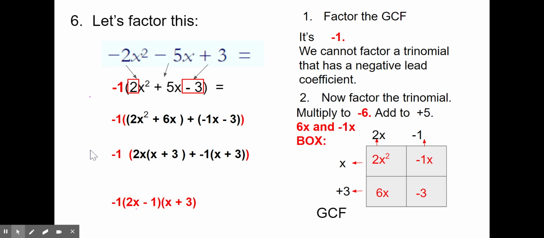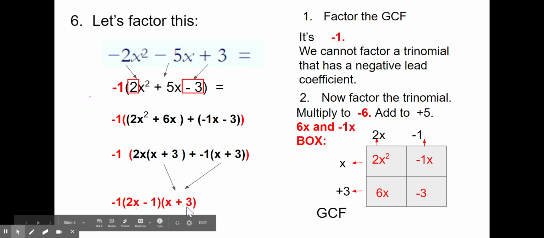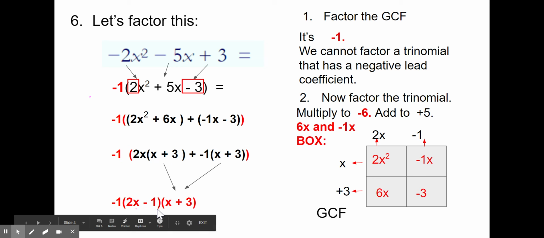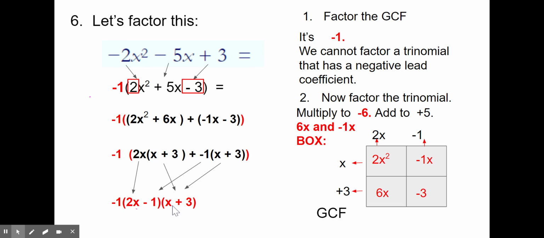So my resulting binomials are a common binomial of x plus 3. That goes right there. And my resulting GCFs are 2x minus 1. That goes in a separate binomial. Final answer: negative 1, which was my original GCF, times my two binomials I got from either my box method or my grouping method, whichever you prefer, 2x minus 1 times x plus 3.